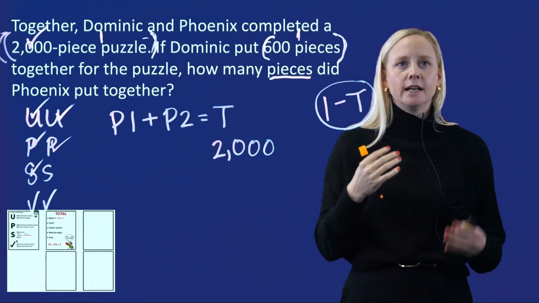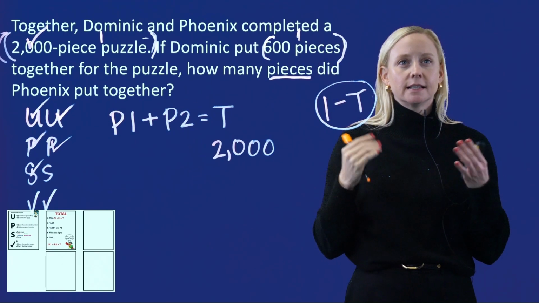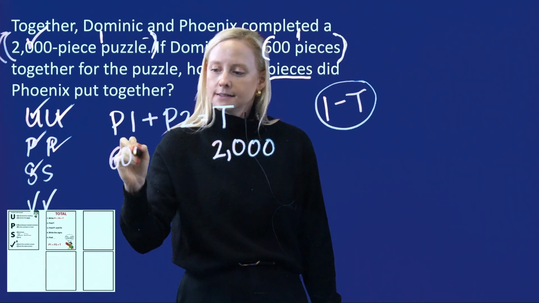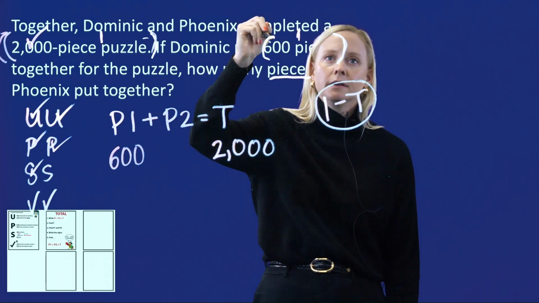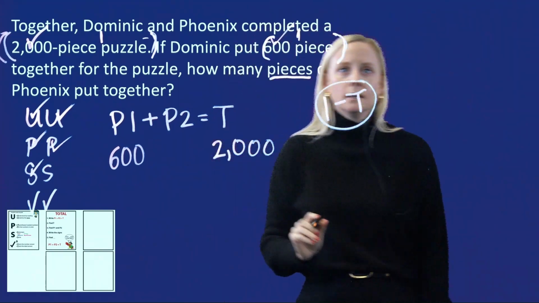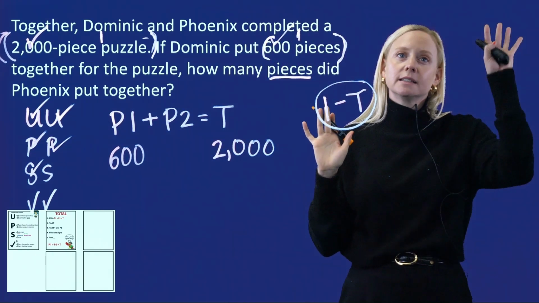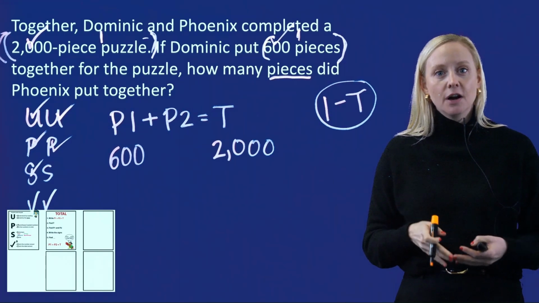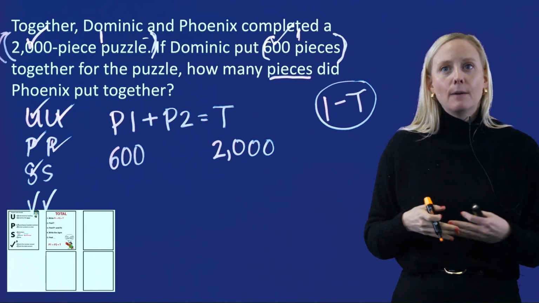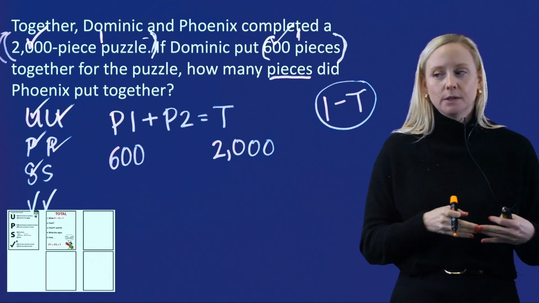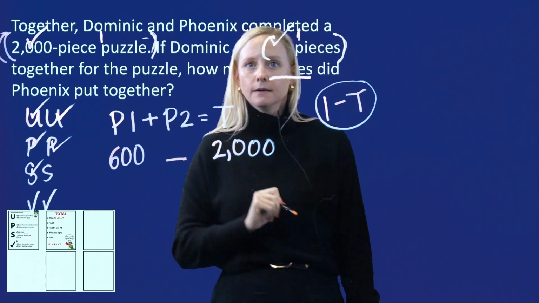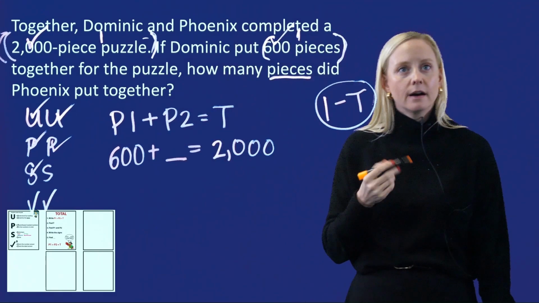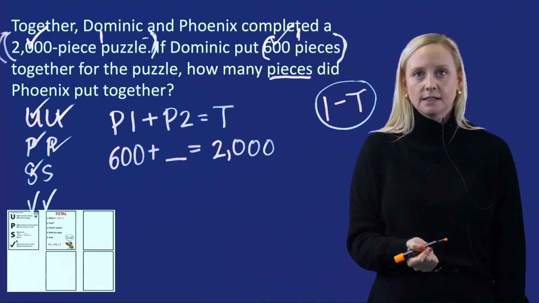Now we know part 1, we could say it's Dominic or Phoenix. It doesn't really matter, but I'm going to say it's Dominic. And I know that Dominic has put 600 pieces together. So I'm going to put a check mark next to him. Dominic is part 1. I know Phoenix is part 2. I don't know how many pieces Phoenix put together. That's what the question is asking. How many pieces did Phoenix put together? So we're going to put a blank here. And then step 4 says write our signs. Again, always in a total problem, our signs are plus and equals or plus and the same as.